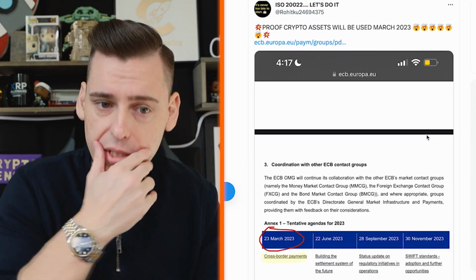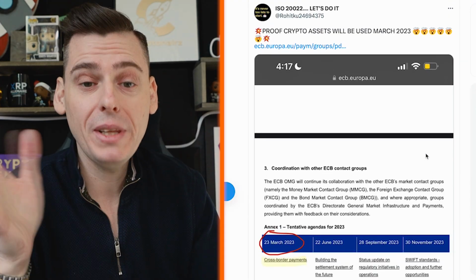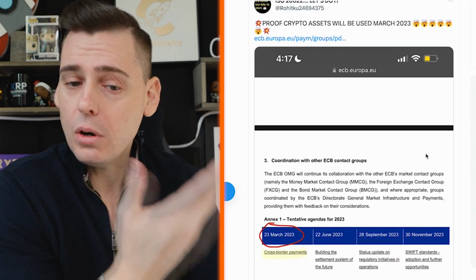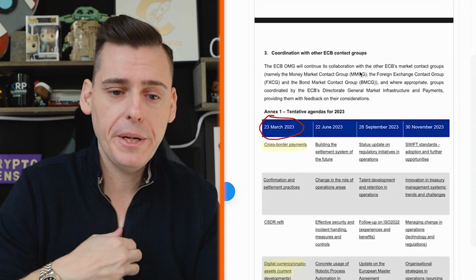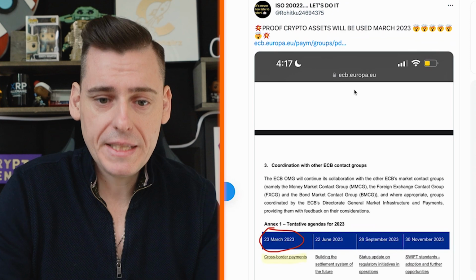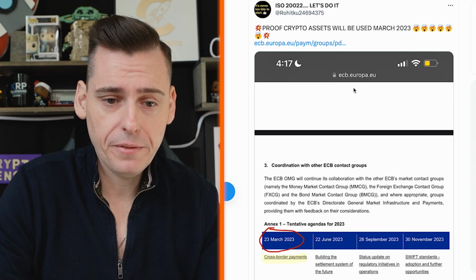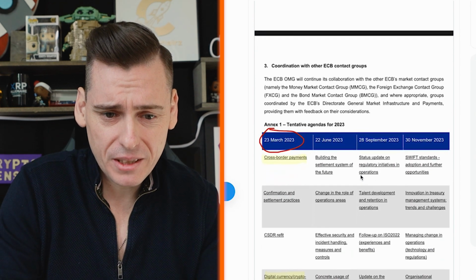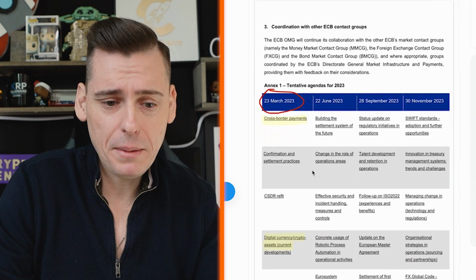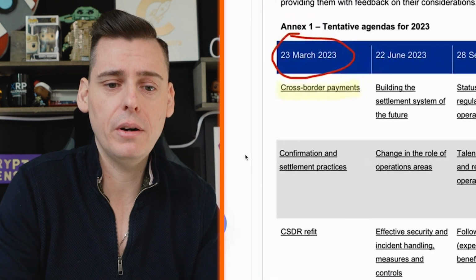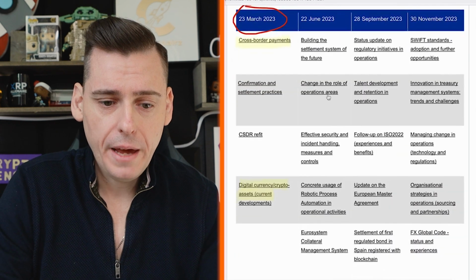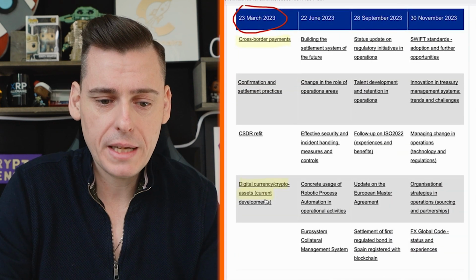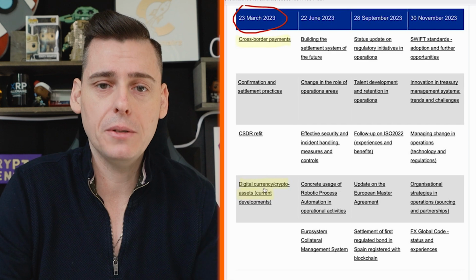Check it out. So this is from ISO 20022. Let's do it. I like the guy's enthusiasm, or girl. It says proof crypto assets will be used March 2023. Coming down, so this is from the ECB website. Just to verify where we're getting our information from. I can't scroll in. There we go. Check it out. So March 2023, cross-border payments, and then it talks about digital currency, crypto assets, current developments.